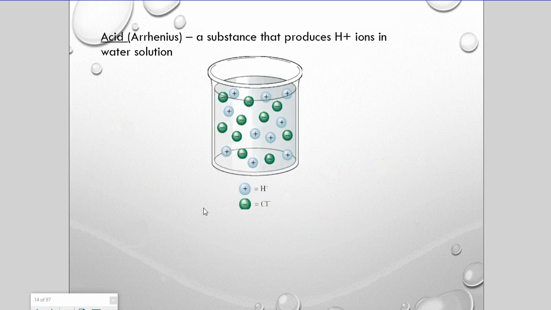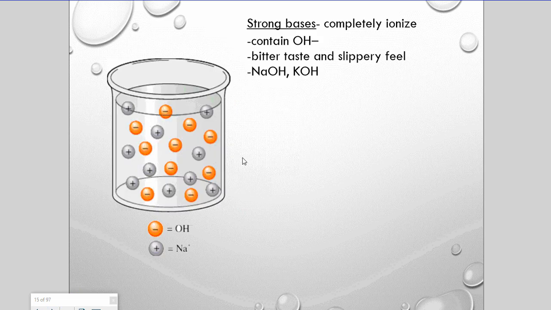The Arrhenius theory of acids basically states that a substance that produces hydrogen ions in water solution is an acid. The one fundamental flaw here is that acids don't always appear in aqueous solutions, so we can't restrict them to that definition. Otherwise, though, this is a pretty useful definition for our purposes. We'll get into a better definition later.